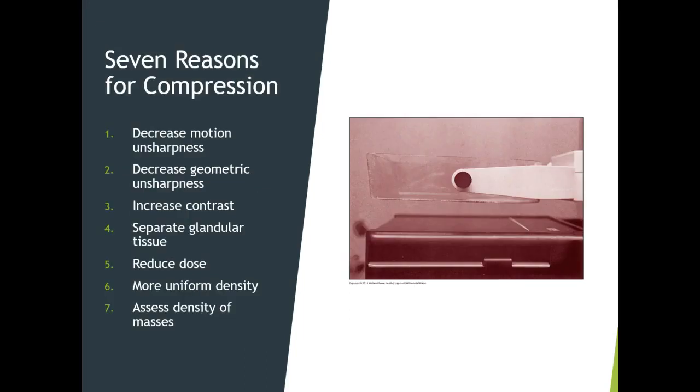So those 7 reasons for compression are to decrease motion unsharpness, decrease geometric unsharpness, meaning getting everything as close to your imaging plate as possible, to increase contrast by eliminating the scatter radiation, to separate that glandular tissue so we can eliminate as much summation of tissue as possible, reduce noise, create a more uniform density, and to assess the density of masses.